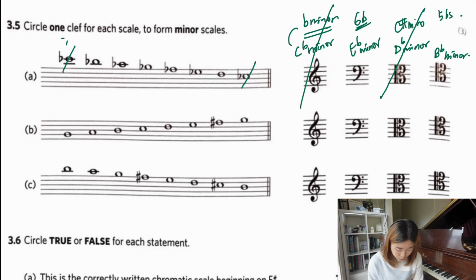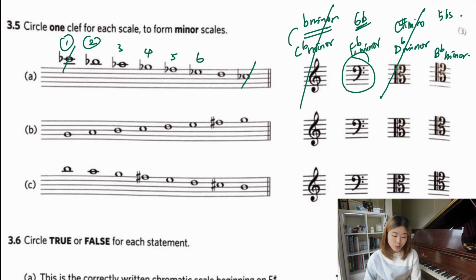So this is the first one, because the starting and the ending is the same one. 2, 3, 4, 5, 6. We got 6 flats. So the answer is E flat minor. And that is the descending one. Okay, next one.